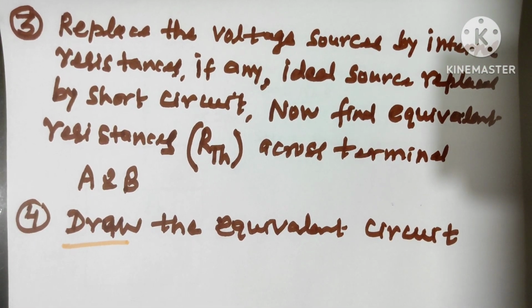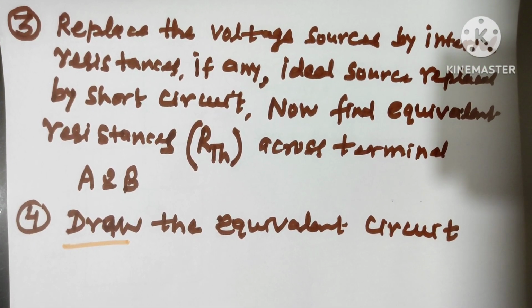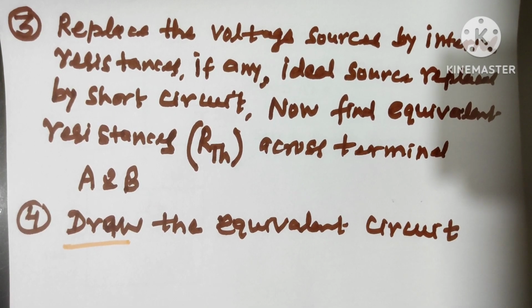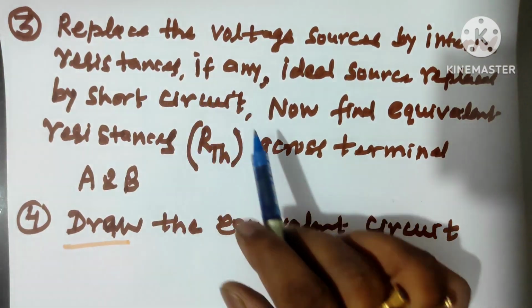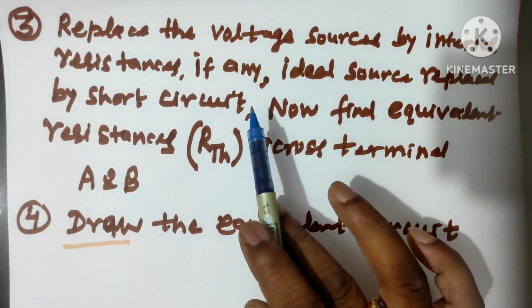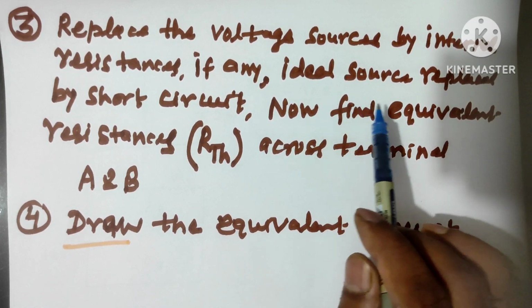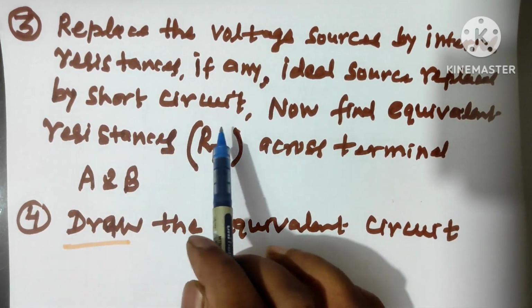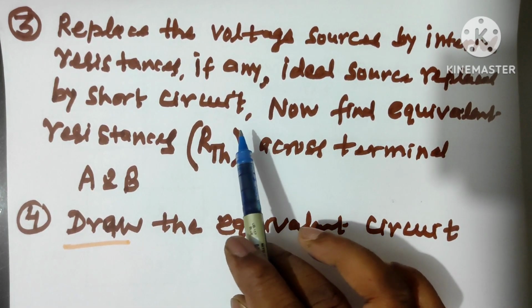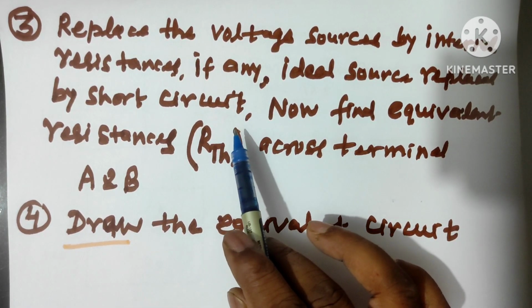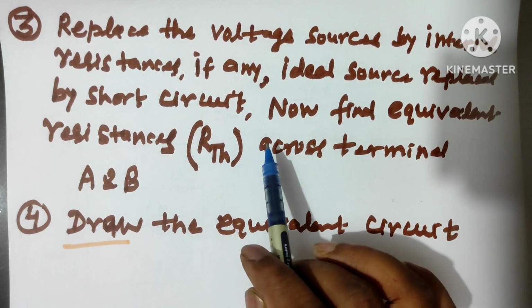Third step, replace the voltage sources by internal resistances. Means in the circuit you will be given some cells or batteries having some internal resistance. So if a battery has internal resistance, then these are to be replaced by the resistance only if they are having resistance. Otherwise, if sources are ideal ones, then the ideal source will be replaced by a short circuit. Means simple line you will draw and that battery will be short circuited.